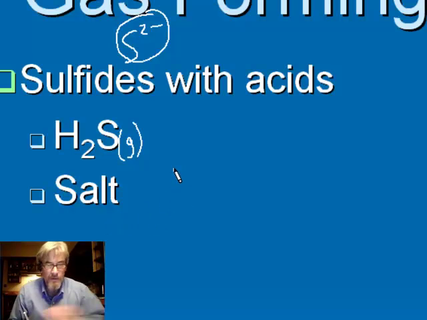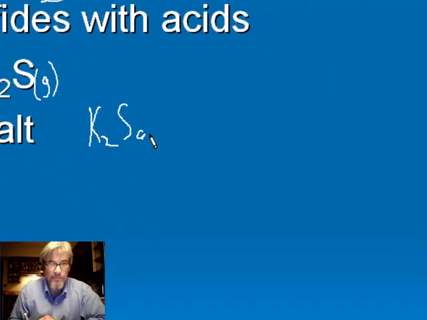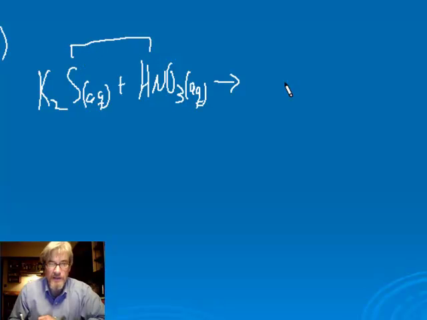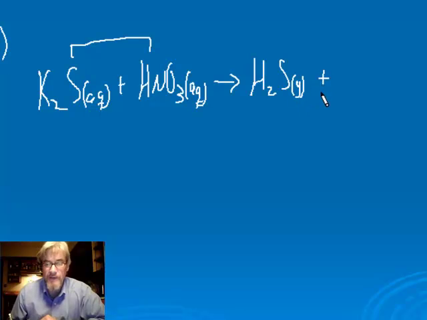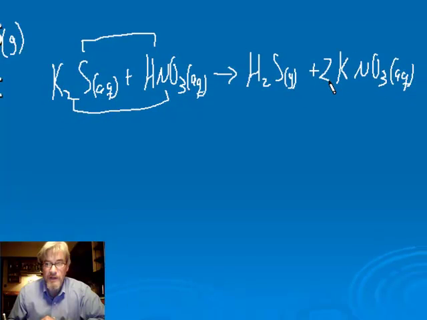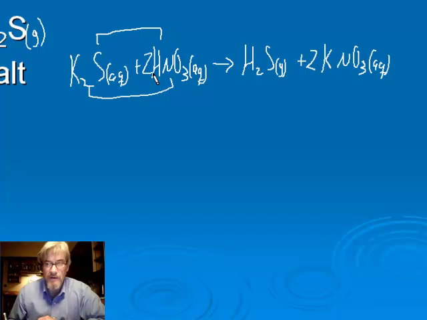K2S in aqueous solution. If this were reacting with HNO3, nitric acid, a strong acid, we would get, if we combine the inside two species together, H2S, and that's our gas. That's the rotten egg gas, actually. It smells bad. And the outside two species would be the salt. So potassium with nitrate, KNO3. And that would be aqueous because potassium is a group 1. To balance, I'd have to have a 2 here, and then I'd have to have a 2 here.